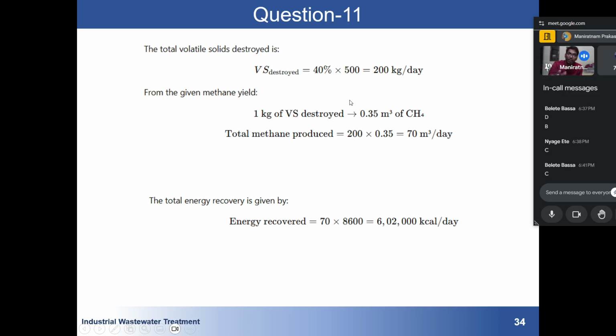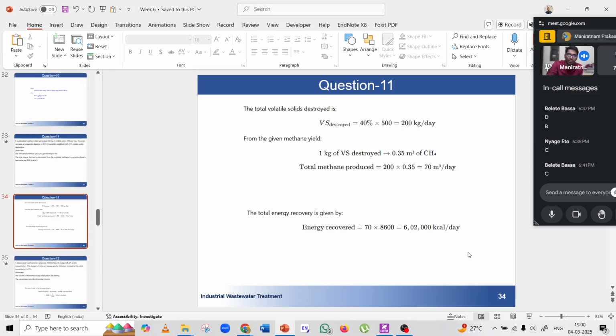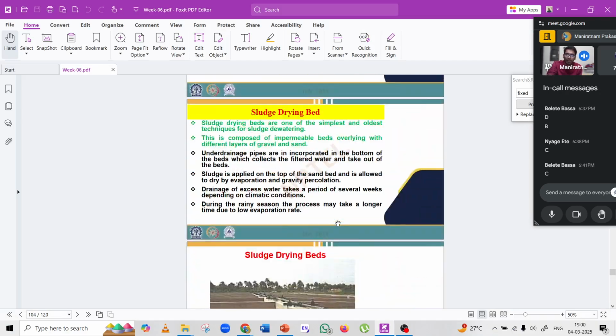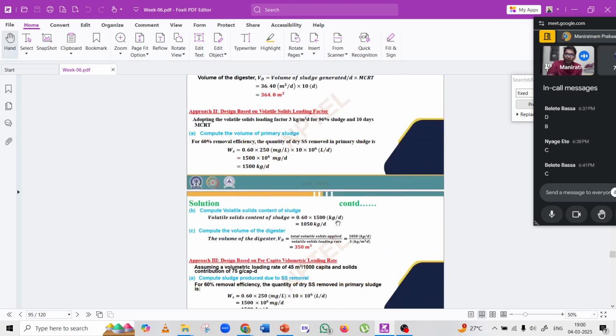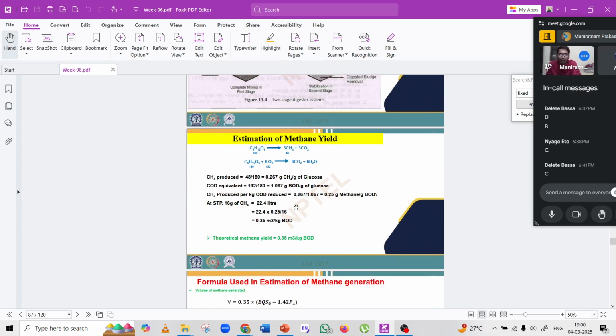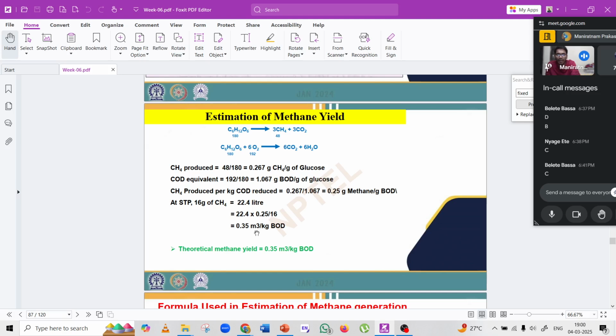So this is also an interesting question. It can also be an objective question, that for per kg. And remember, you don't have to memorize it. You can derive it also, you can find out from where this 0.35 comes from. This is also written in your lecture notes. So for that you can see here 0.35 meter cube per kg.